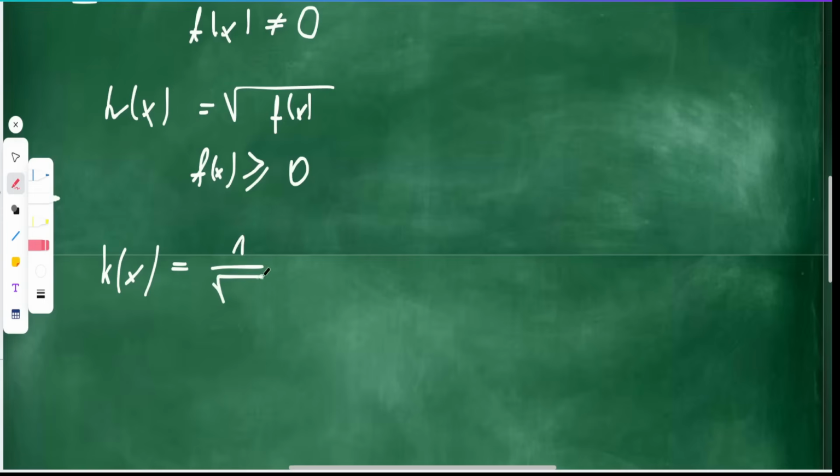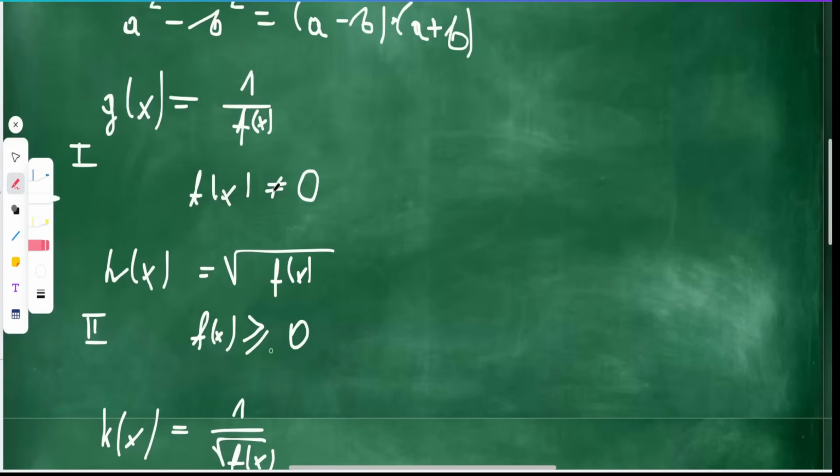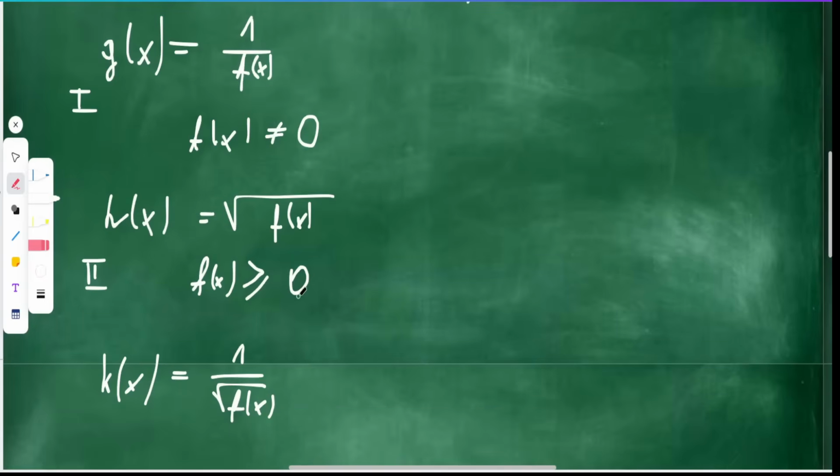And at the bottom, there's the square root of f of x. And this is a very similar situation to the previous one. Here with the second principle, except that due to the fact that this function is in the denominator and is under the square root, firstly, it cannot be 0. And secondly, it has to be greater than 0.